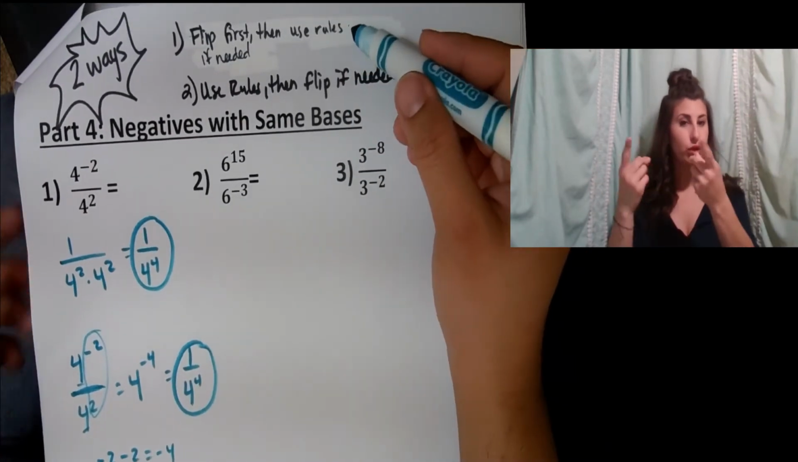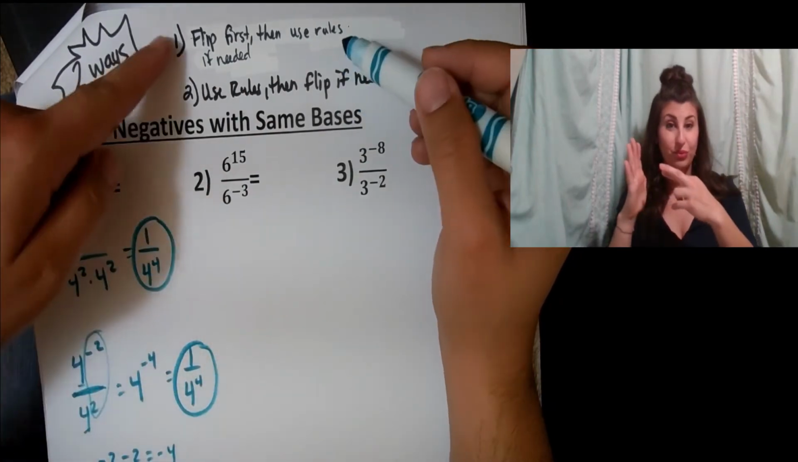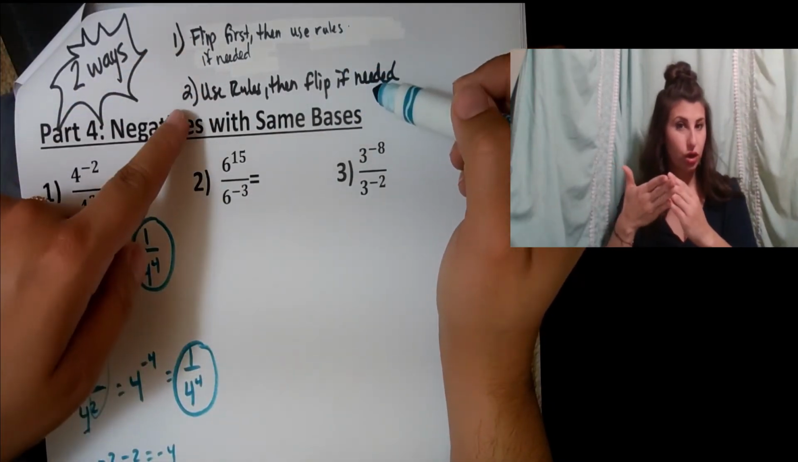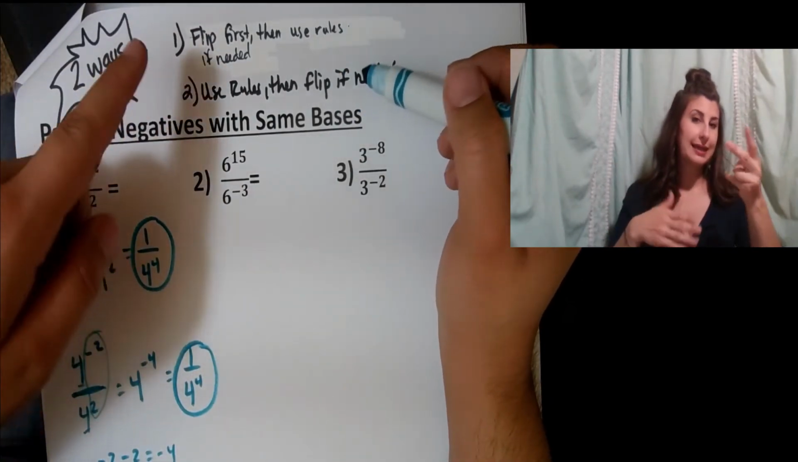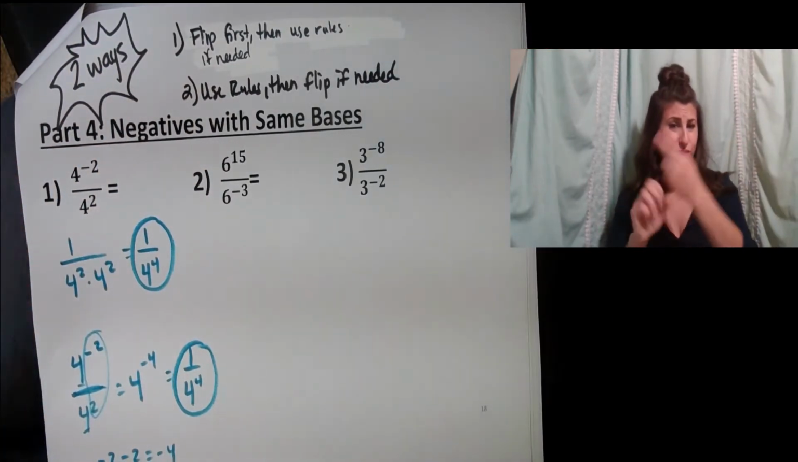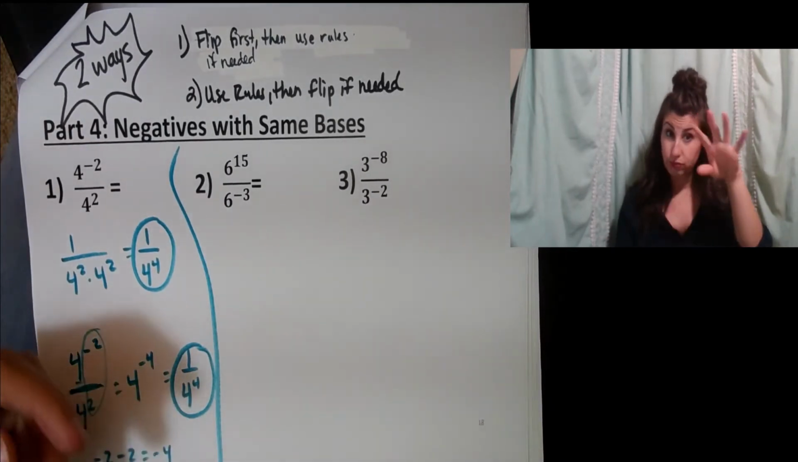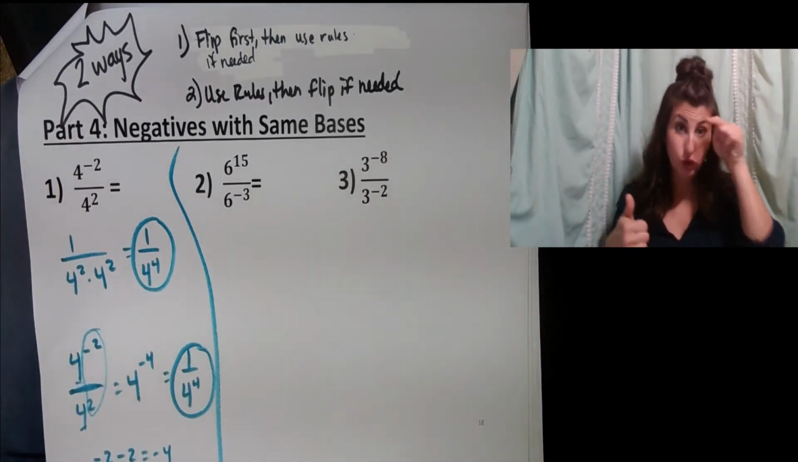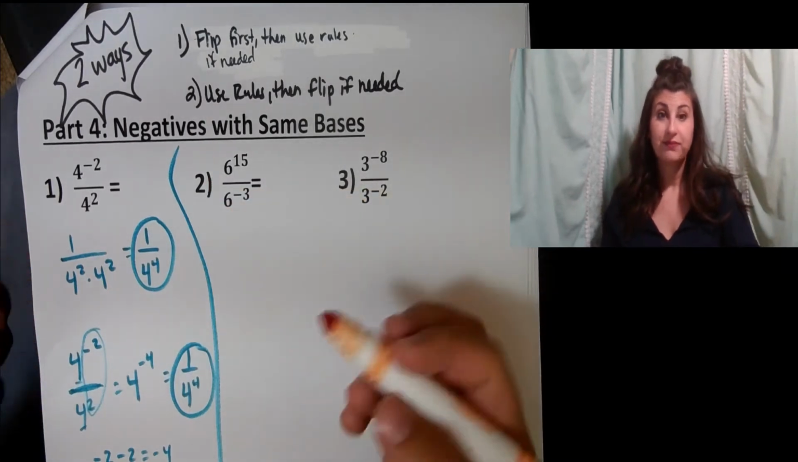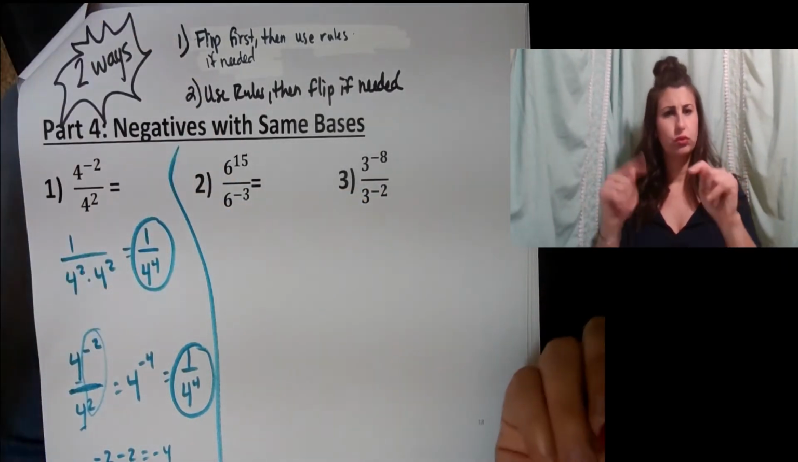Sometimes when you're doing the first way or the second way, you may find that you have to flip again or use the rule again, but that's okay. Okay. So you choose which one is better for you. All right, let's try number 2. Let's try both ways again.